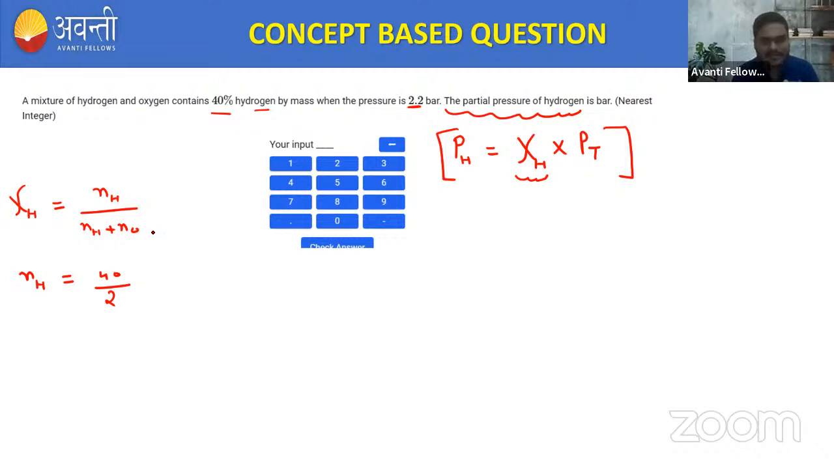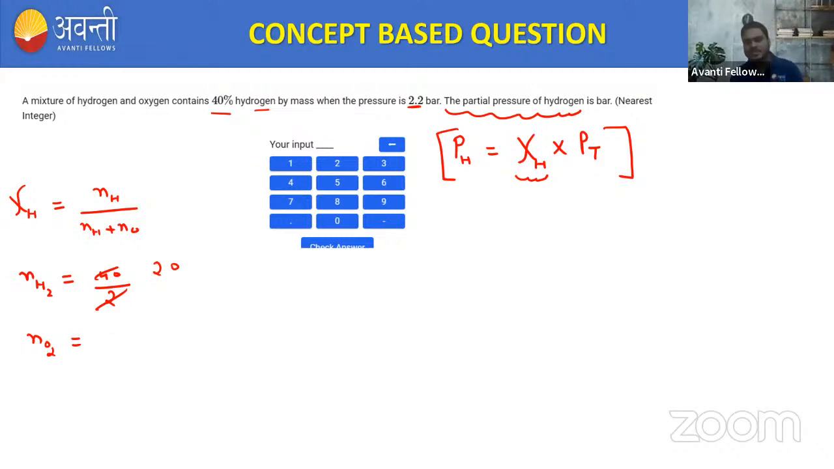Similarly, we have 40 upon 2, which comes out to be 20. Similarly, we have n of O2, that is oxygen. For dioxygen, what do we need to calculate? If it is in percentage, 40% hydrogen means what?